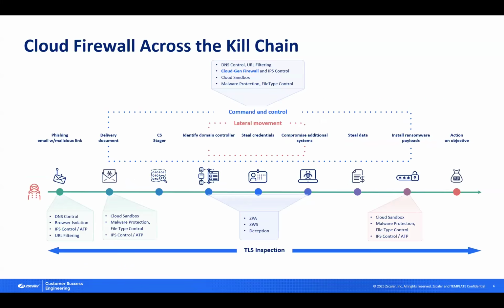Finally, let's briefly look at where Cloud Firewall sits inside the kill chain. If we look at the entire kill chain, from start to finish, Cloud Firewall policies act to prevent all actions in the command and control section of the kill chain. These are integral to making sure that attackers cannot spread laterally, compromising critical network architecture and additional systems while stealing credentials, enabling them to steal data and install ransomware and payloads.